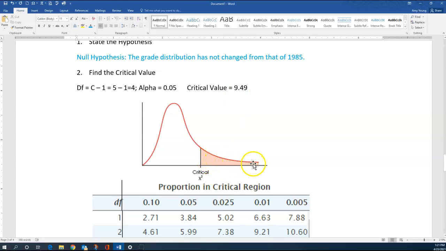That means that it's falling in this pink area. So there's my 9.49. Anything above that would be to reject the null hypothesis, meaning that the grade distribution has changed. Anything below 9.49, we would not reject the null hypothesis, meaning that the grade distribution is the same as what it was in 1985. Okay, so again, greater than 9.49 we reject, less than 9.49 we do not reject.